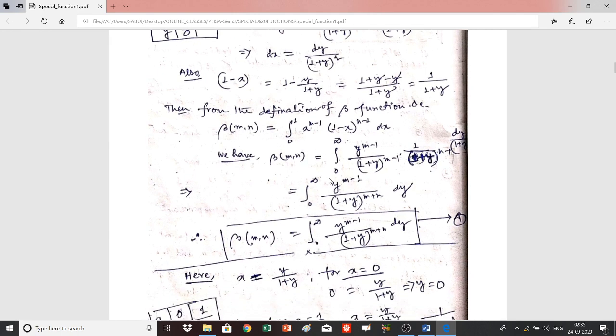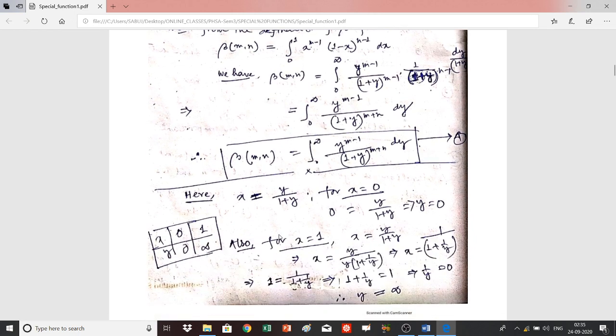So from here you can easily write that another form of beta(m,n) is equal to the integral from 0 to infinity of y to the power m minus 1 over (1 plus y) to the power m plus n dy. This is equation 4, and this equation will also be frequently used in future.